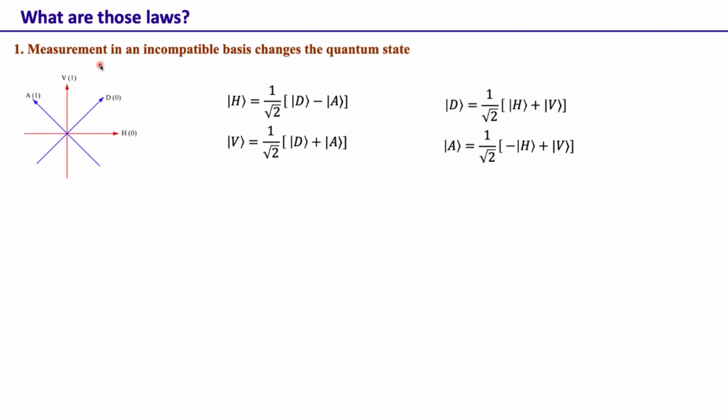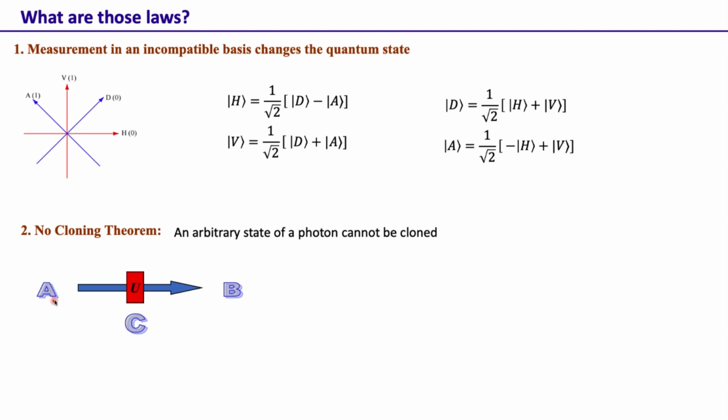So measurement in an incompatible basis changes the quantum state. So that's the first law. The second law is what's called the no cloning theorem. This is a very powerful theorem. This says that an arbitrary state of a photon, or an arbitrary quantum state, cannot be cloned.